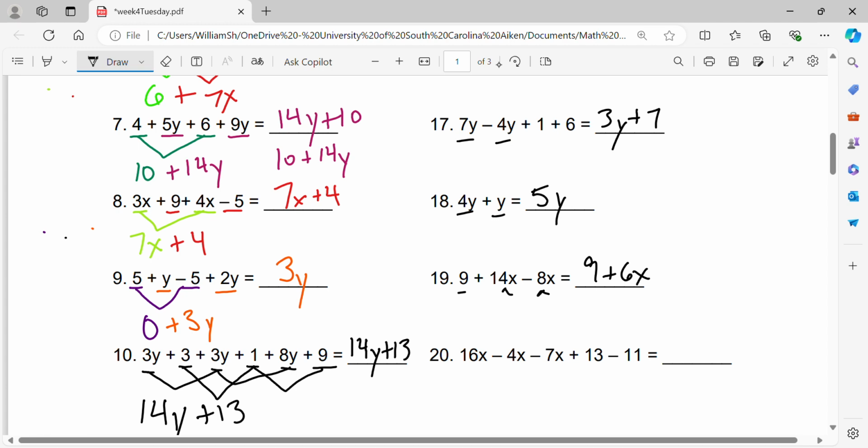16x minus 4x minus 7x plus 13 minus 11. Okay. 16x minus 4x is 12x minus 7x should give me 5x. Okay. That's got the x part simplified. 13 minus 11 should give us 2. Okay. I've got 5x plus 2 as my simplification answer.